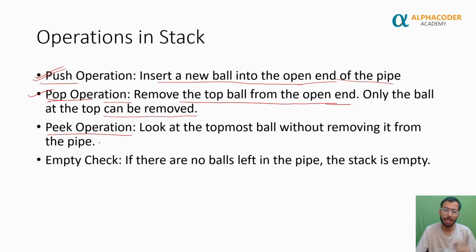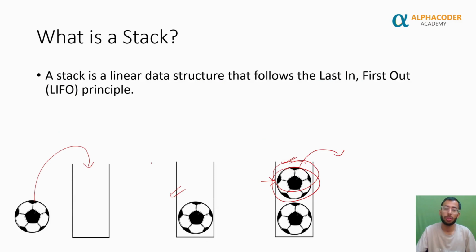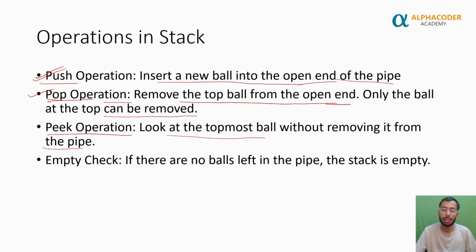Peek operation. Now peek is a slightly different term and people don't get it initially. The peek operation is nothing but looking at the topmost ball without removing it from the pipe. Let's say I want to know the number of the ball at the top, that is 2. I want to know this number. So looking at the topmost ball without removing it from the pipe is what we call the peek operation.